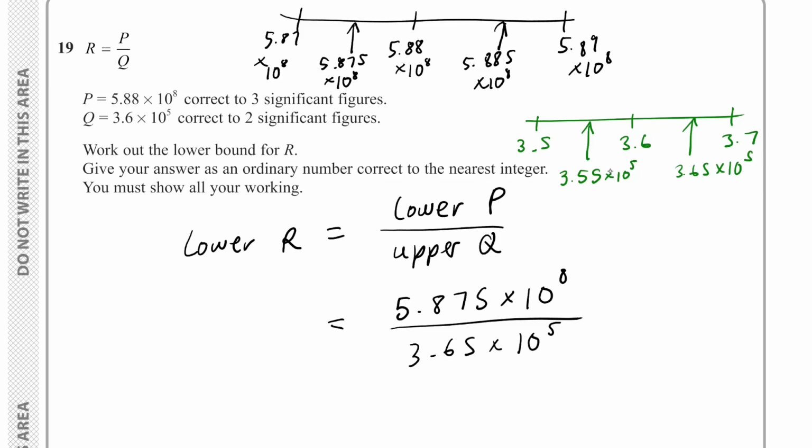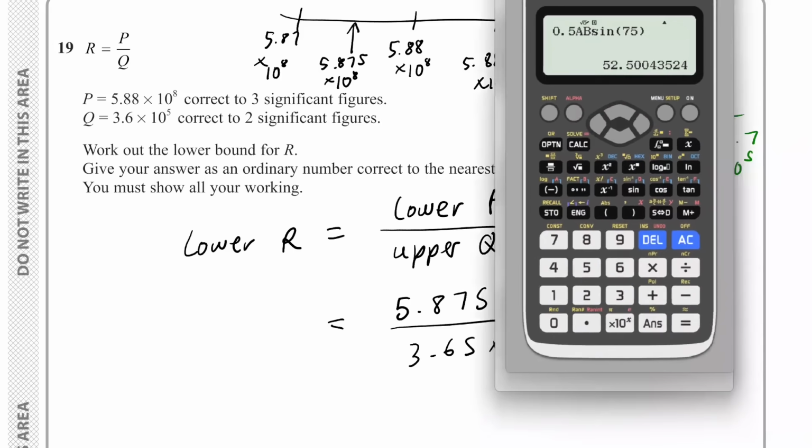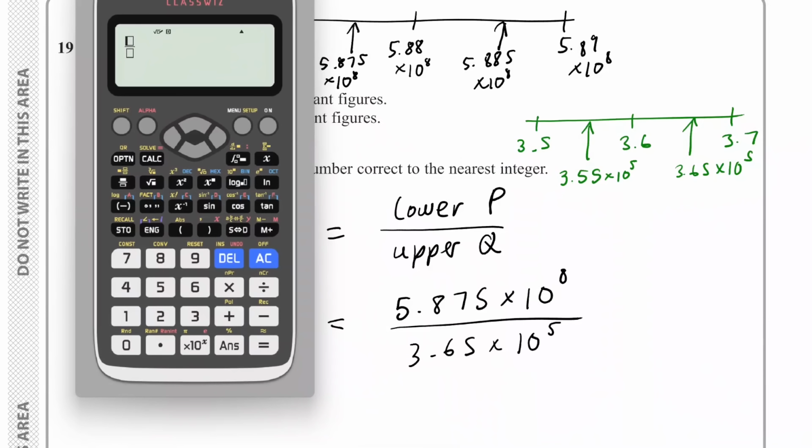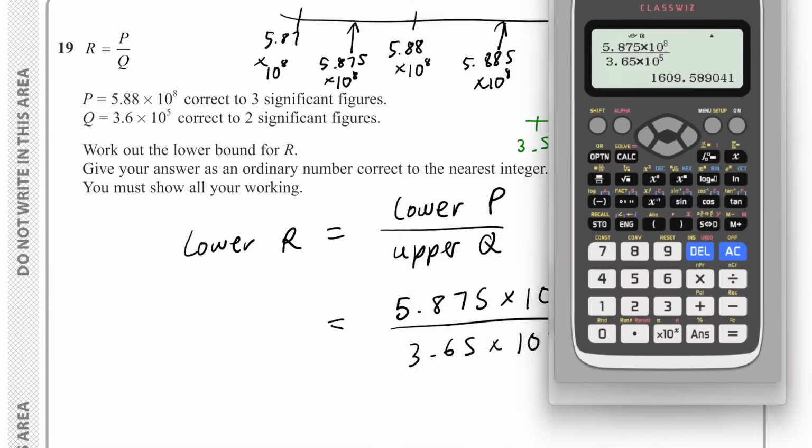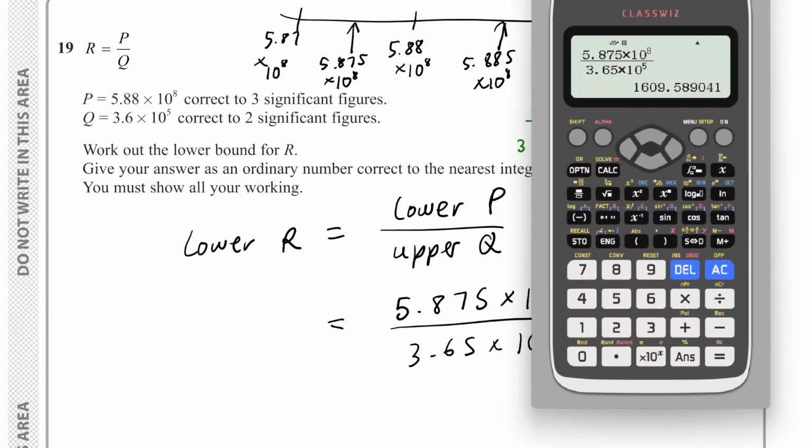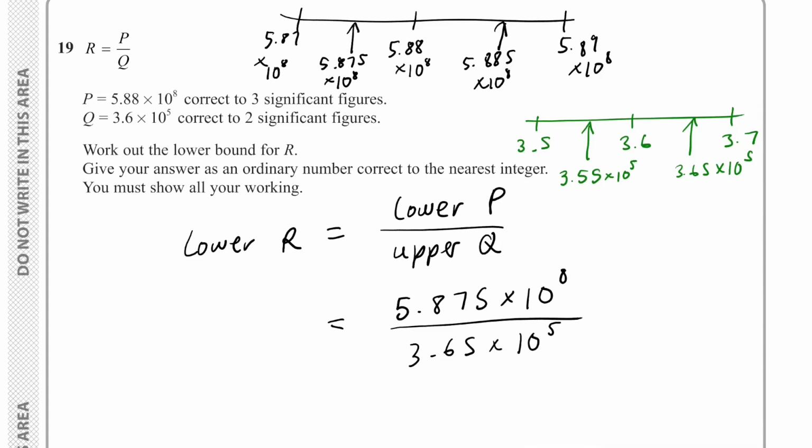So let's just type it into the calculator. 5.875 times 10 to the power of 8 over 3.65 times 10 to the power of 5. And we get, give your answer as an ordinary number, correct to the nearest integer. So we're going to round up: 1,610.